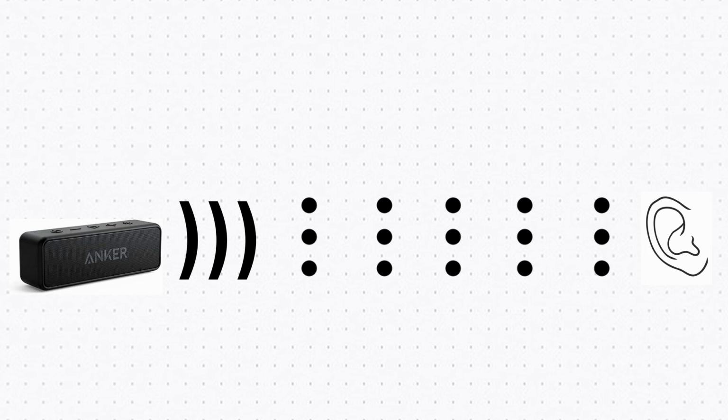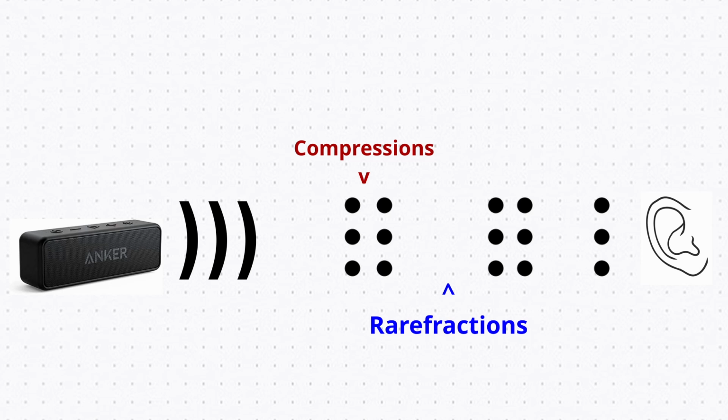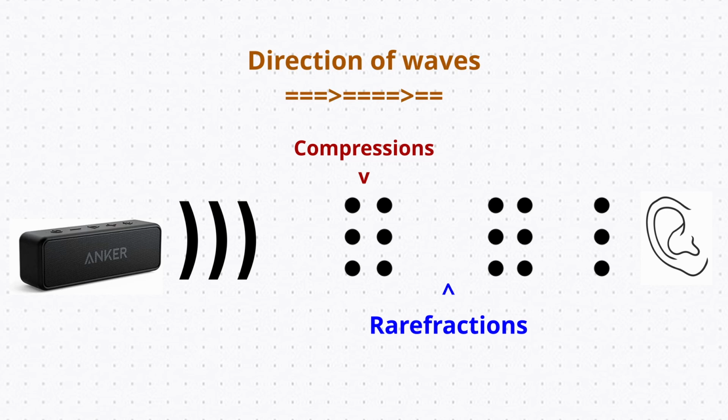For example, when a speaker is played, the vibrations from the speaker cause layers of particles to vibrate, which causes a series of compressions and rarefactions between the air particles that travel outwards towards the ears of the listener. Moreover, the direction in which air particles vibrate is parallel to the propagation of sound, transmitted in the form of longitudinal waves.